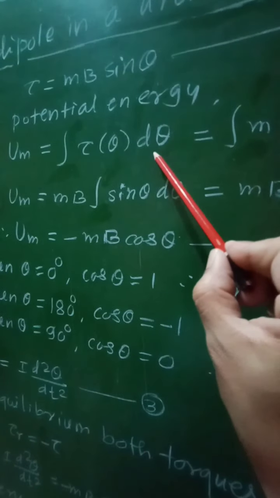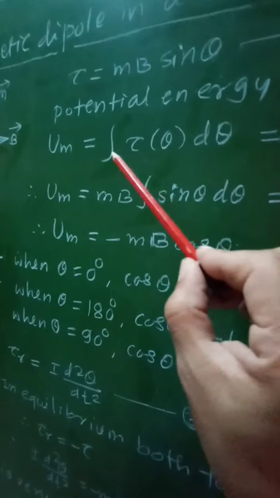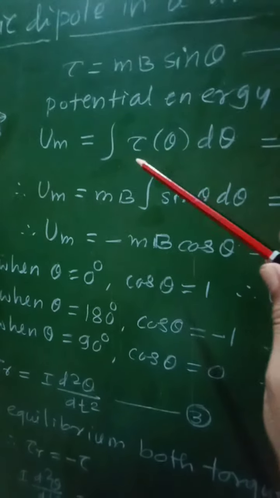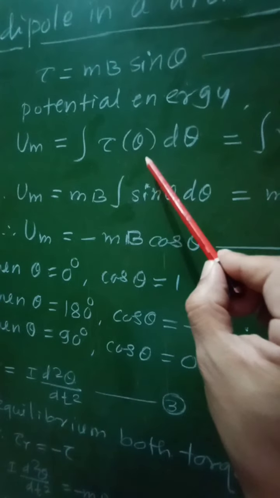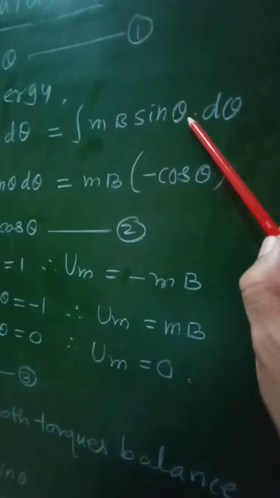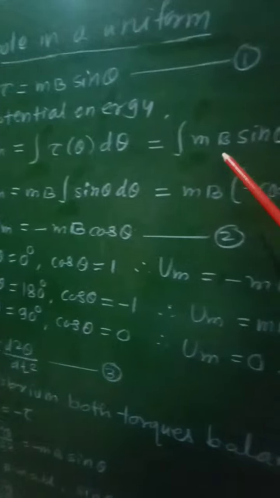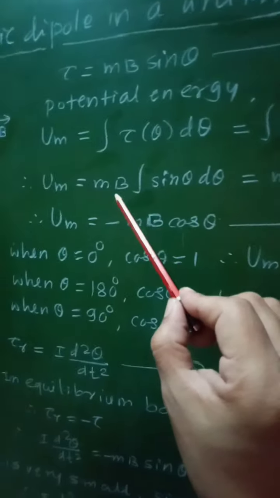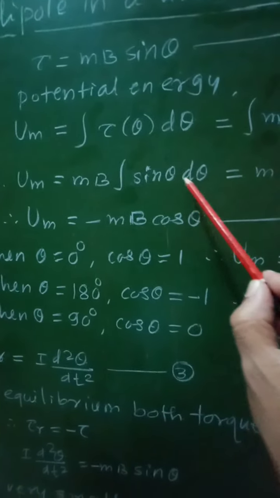Here for this angle d theta it is taken, and torque into d theta. If we try to find out the total magnetic potential energy of that bar magnet, then it will be the integration of torque at any position theta into d theta, that will be equal to integration mB sin theta d theta. Here mB sin theta is nothing but this torque. Now mB is constant, taken out of the integration, and therefore it will be equal to mB integration sin theta d theta.